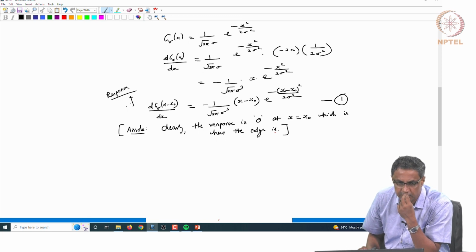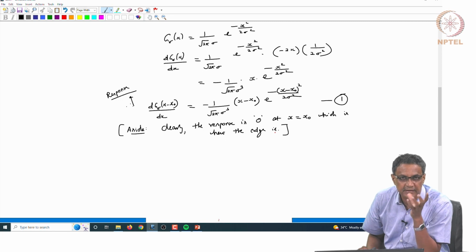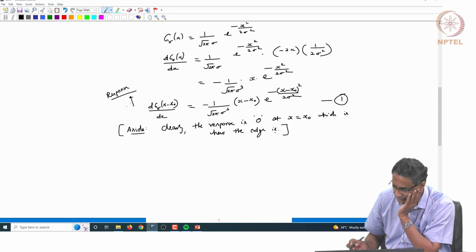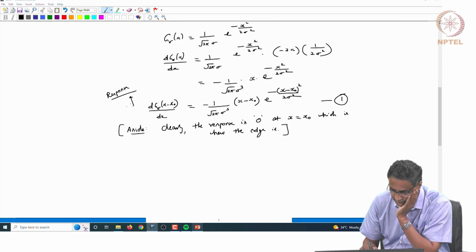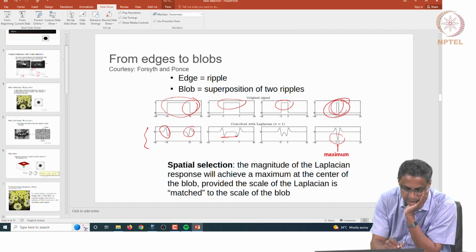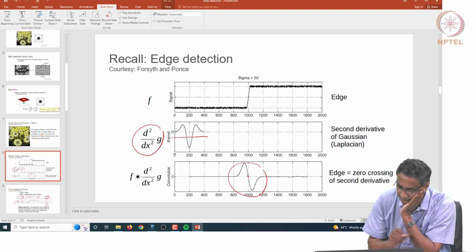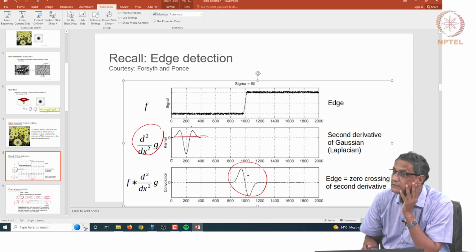Tell me something. What will be the area under the LoG function? This Mexican hat that you have, we saw that. Where is that? Oh no, where is that Mexican hat? I thought I showed it somewhere. Oh, I think here. See this one?